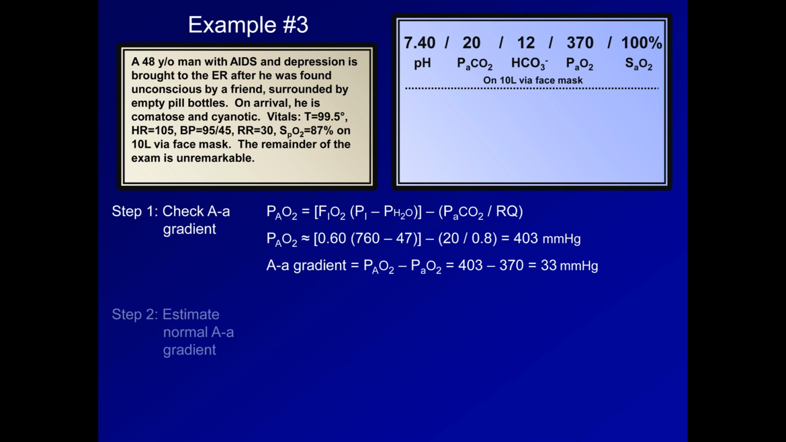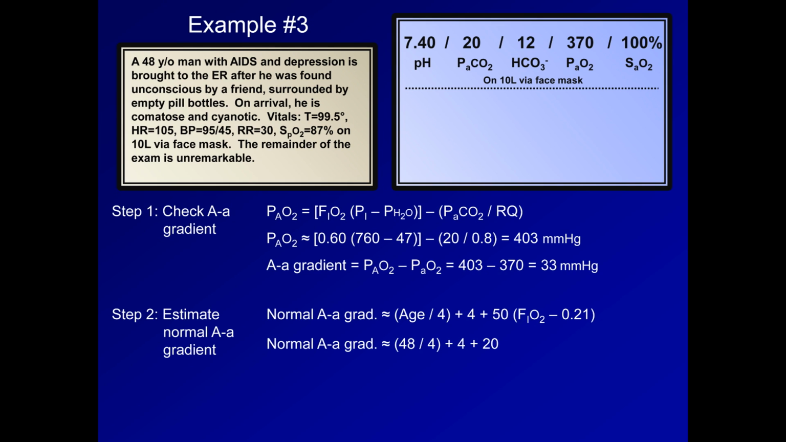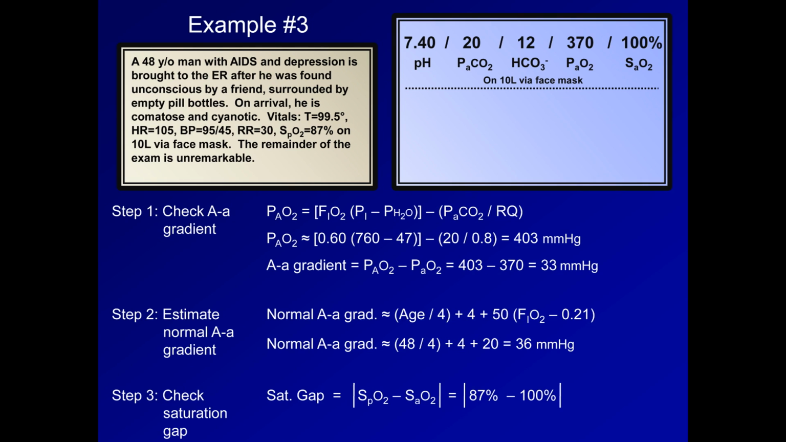To estimate the expected AA gradient, we will actually need to use that extra term at the end of the equation. So we have 48 divided by 4 plus 20, which is 36. 36 is close to 33, so there is not an elevation of the AA gradient. An interesting question is whether the patient is even hypoxemic. The O2 sat via pulse ox suggests he is, but the PaO2 is extremely high, which means he's not actually hypoxemic. This leads us right to the saturation gap. You may have already noticed this, but with step 3 we see that the saturation gap is elevated at 13%. The reason for this might be obvious, but I'm going to come back to it in a minute.